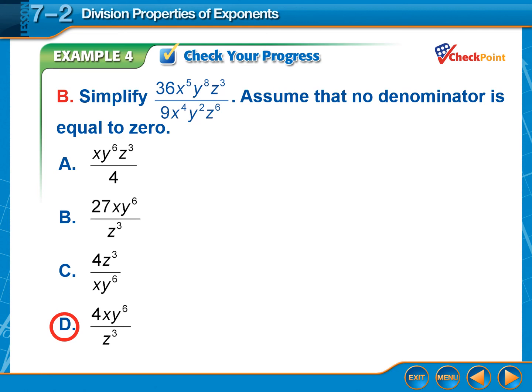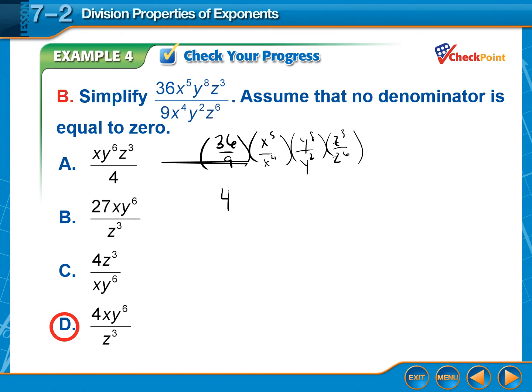And what you're going to want to do is just break this apart and then take each part and simplify what you can. So 36 over 9 is one part. x to the 5th over x to the 4th. y to the 8th over y squared. And z to the 3rd over z to the 6th. So 36 over 9 is simply 4.